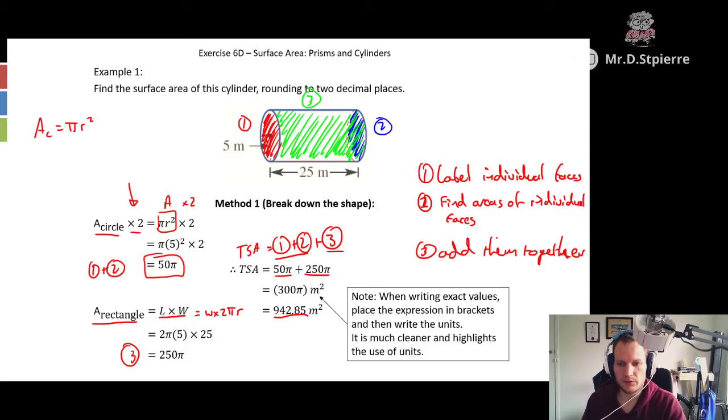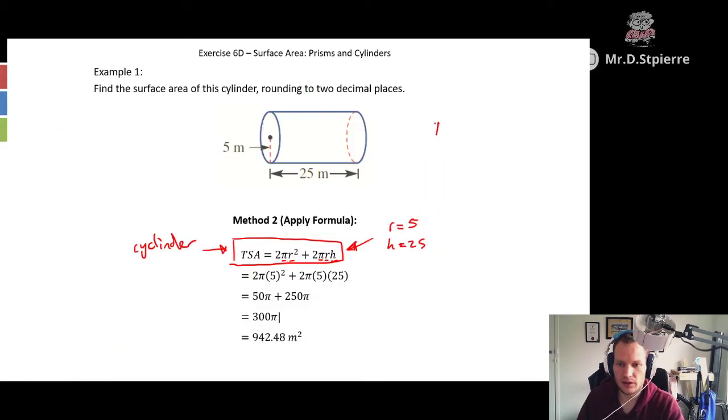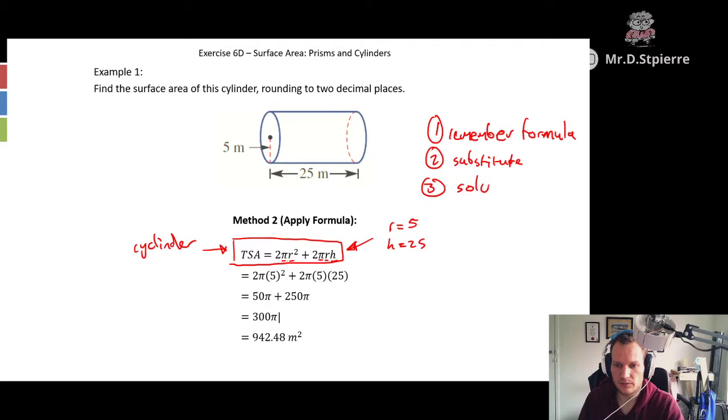So that's how we do method 1. Method 2, remember, I just cannot spell today. Remember formula, which they're all given in your textbook and in the notes. 2, substitute, and then 3 is solve. That's all it is. Gives us the exact same answers.